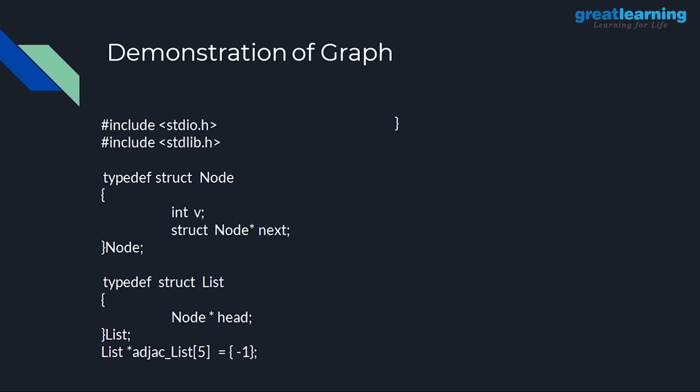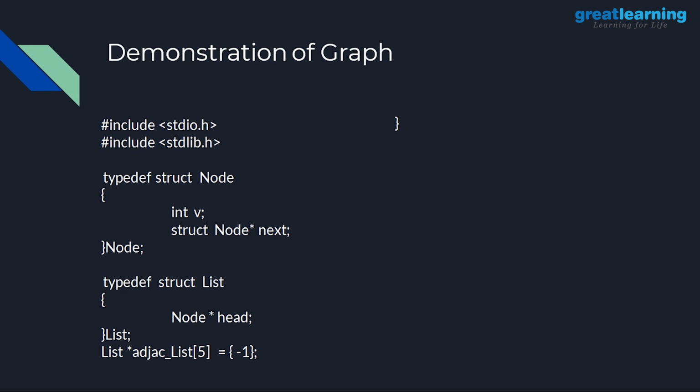And we also define a structure, that is the list, which contains an element head, which is of type node. So basically, what we are trying to create here is a list. For example, if you can see the last line on your screen, I have created an adjacency list, which is an array of type list, wherein I have explicitly defined that I am having 5 nodes and all of them are initialized with -1. For simplicity, I'm keeping it static.